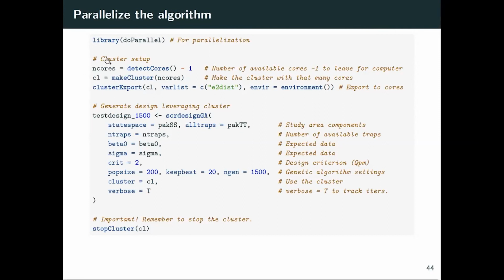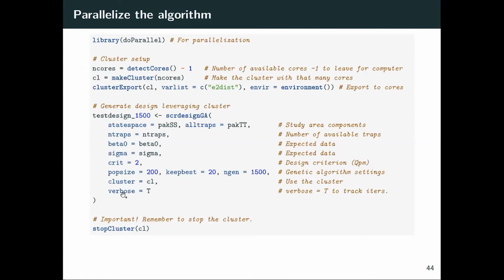So we have the cluster set up here where we detect the number of cores available on your computer. We subtract 1 just to leave 1 core available to your computer in case it needs any sort of troubleshooting or needs to take care of other tasks automatically. We make that cluster by supplying the number of cores that we want to put in the cluster. We export a critical function to the clusters.